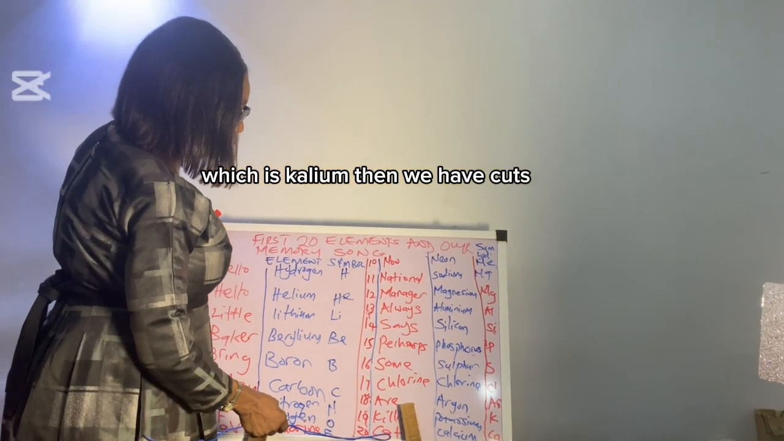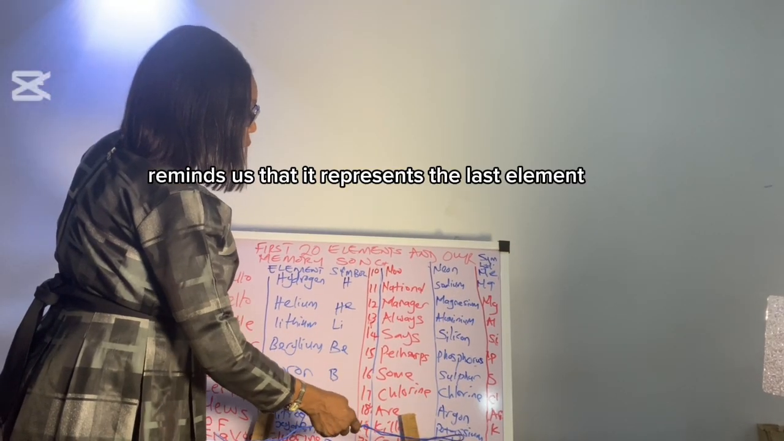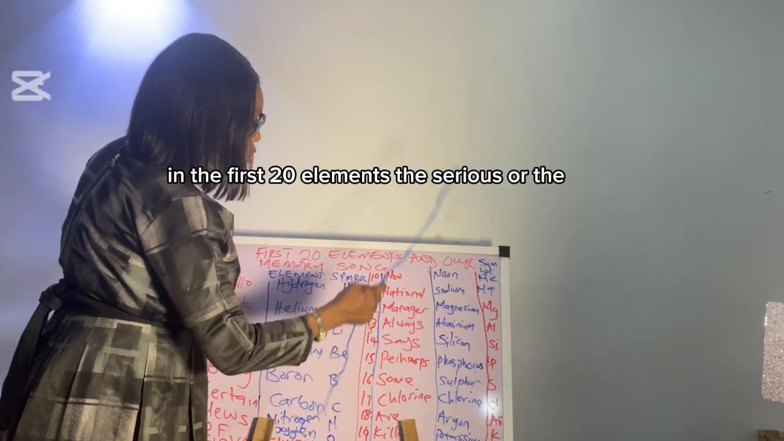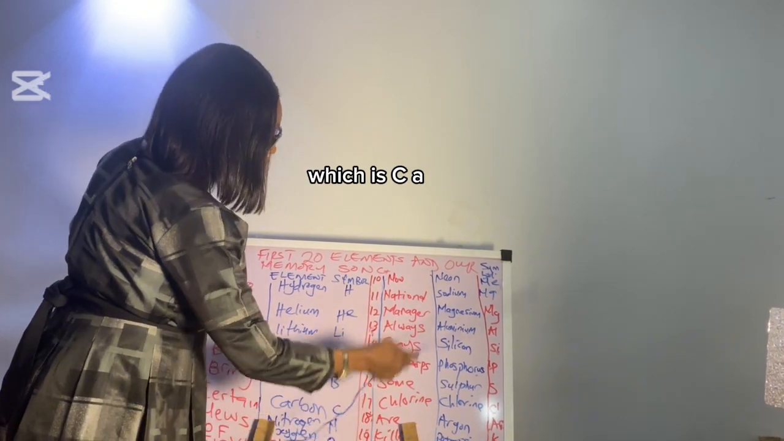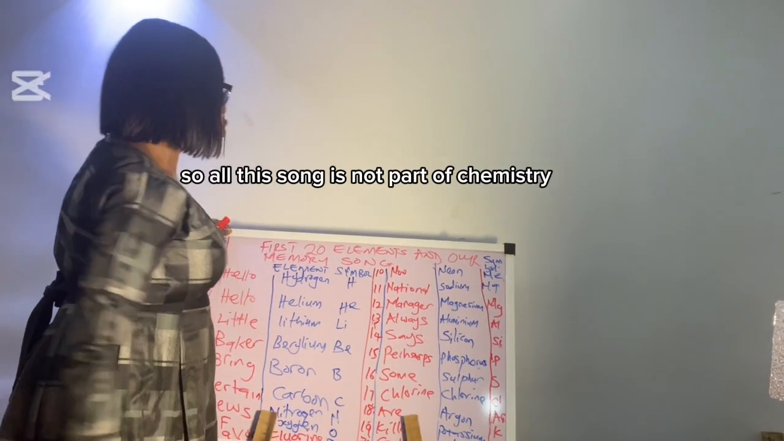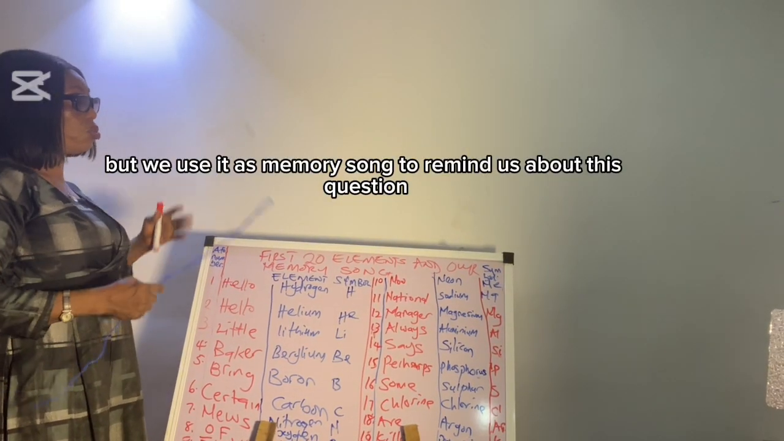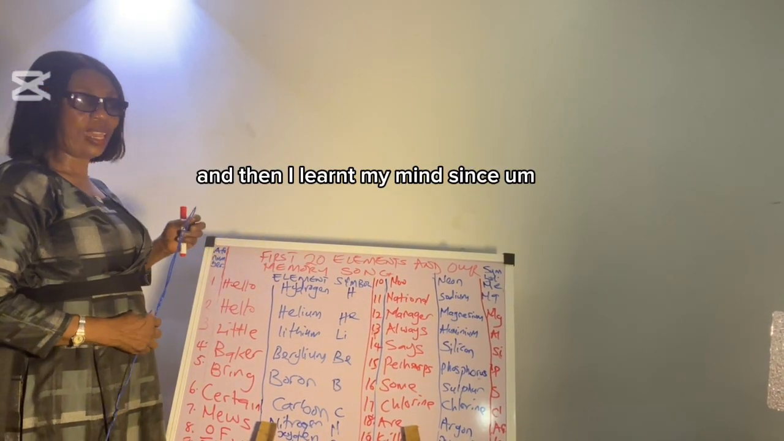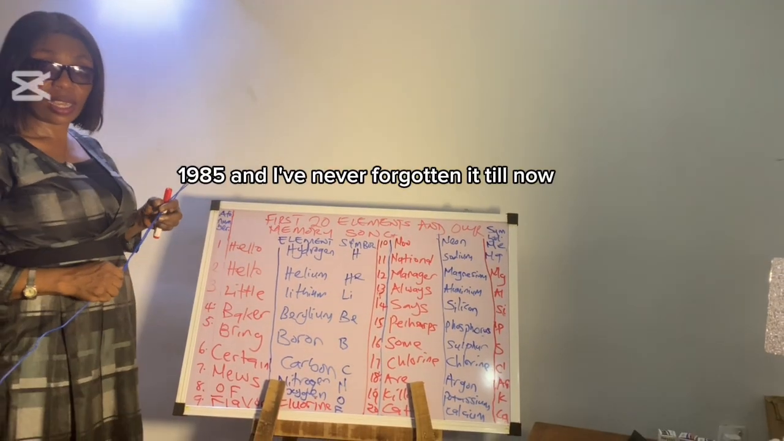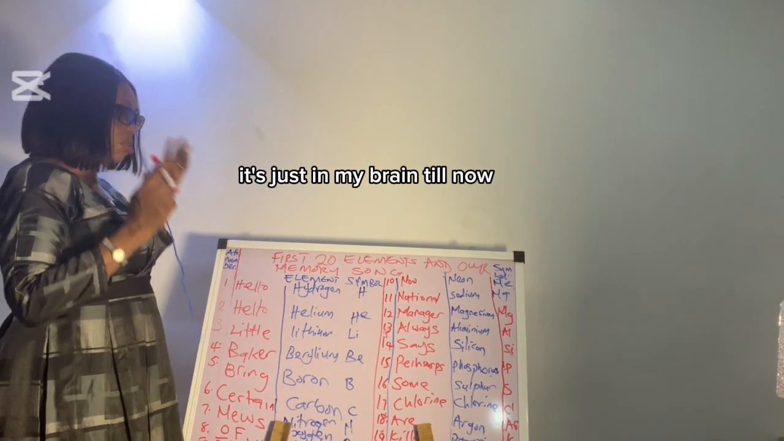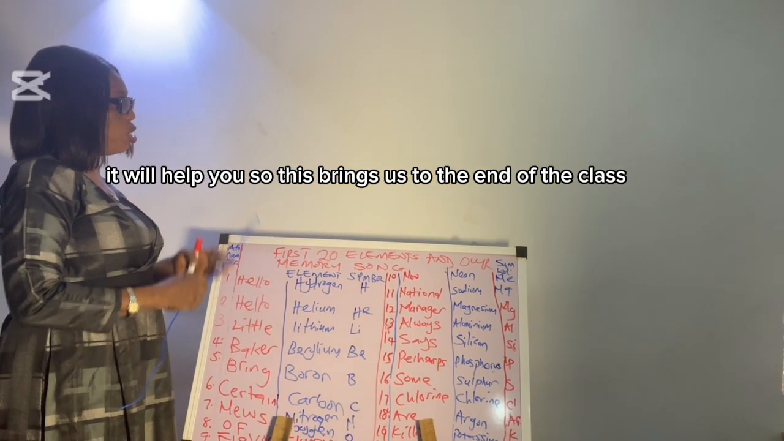Then we have cats, which reminds us that it represents the last element in the first 20 elements, the arrangement where calcium comes last, which is Ca. See, cat, Ca. So all this song is not part of chemistry, but we use it as a memory song to remind us about the first 20 elements. I learnt mine since 1985, and I've never forgotten it till now. It's just in my brain till now, so it helps a lot. So if you can memorize the song, it will help you.